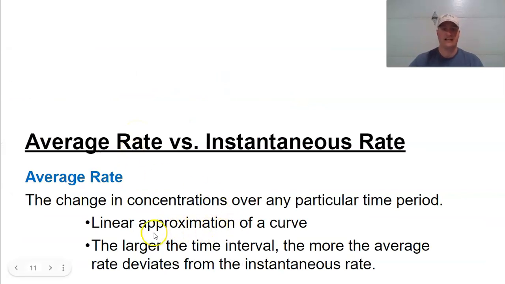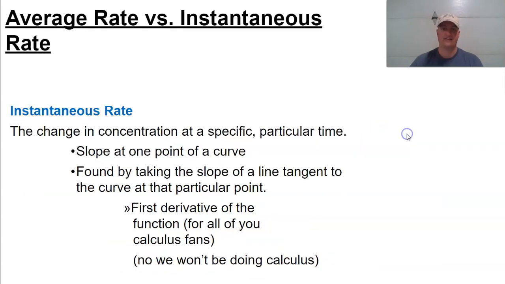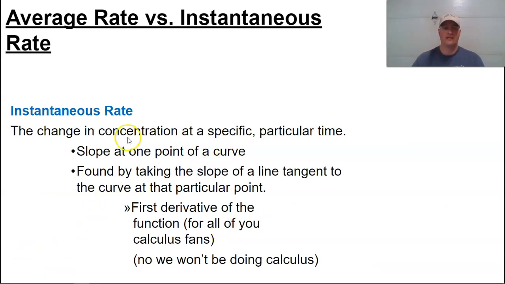So the idea is that it's a linear approximation, think of the tangent, and that the larger the time interval, the more it's going to deviate from the instantaneous. So the average is over a period of time. Instantaneous is exactly what it sounds like, a particular time. So instantaneous rate is the change at a particular time.